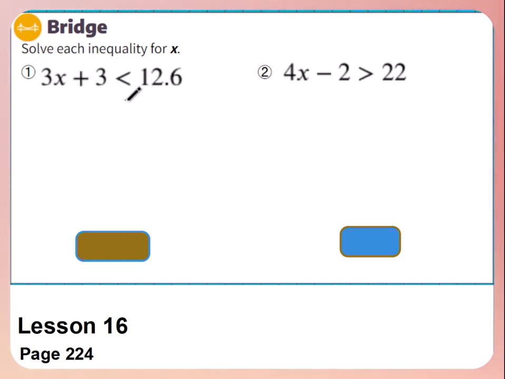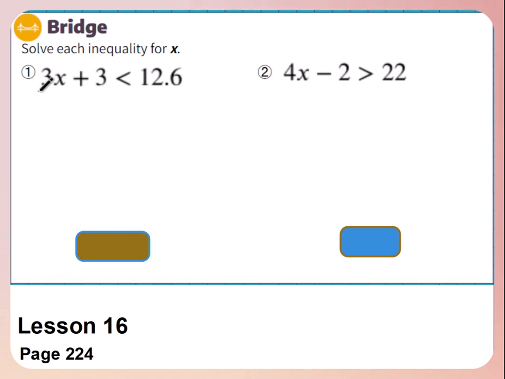All right, we're going to solve these like we solve equations. We're going to start by looking at both sides and simplifying if we can. On the left-hand side, we have a variable term and a constant term. These are not like terms, so we can't combine them. On the right-hand side, we have a constant, 12.6, so there's nothing that we can do on the right to simplify.